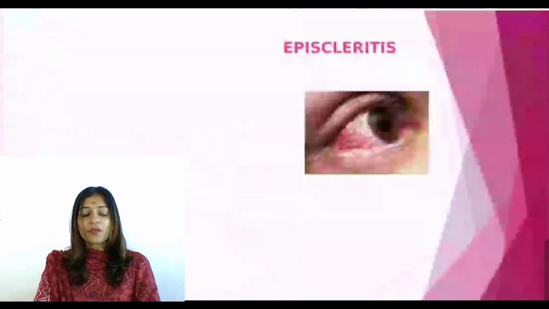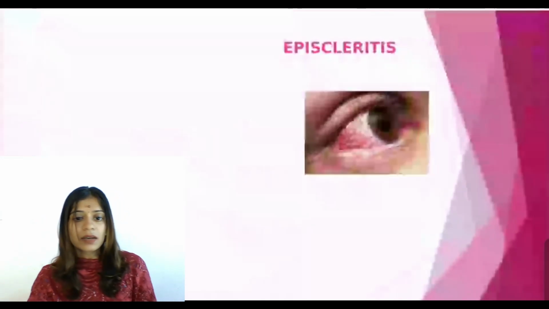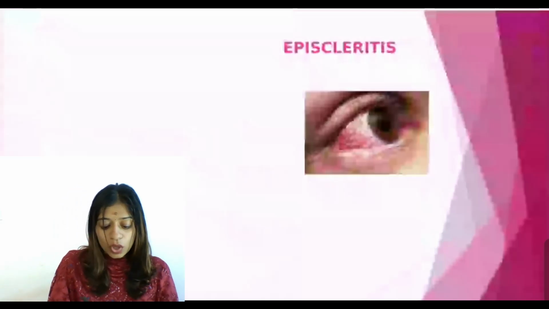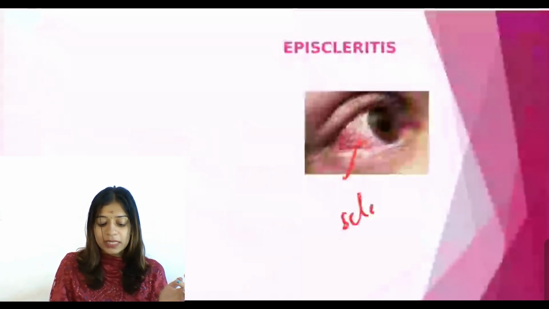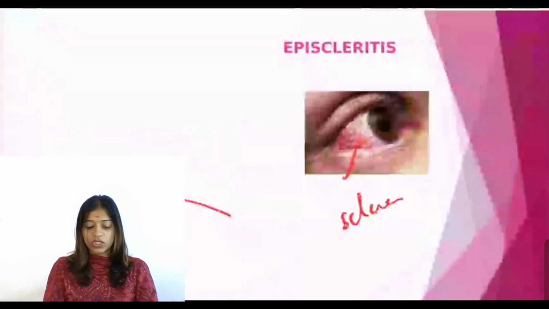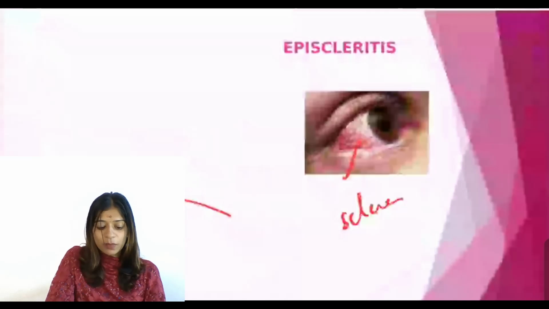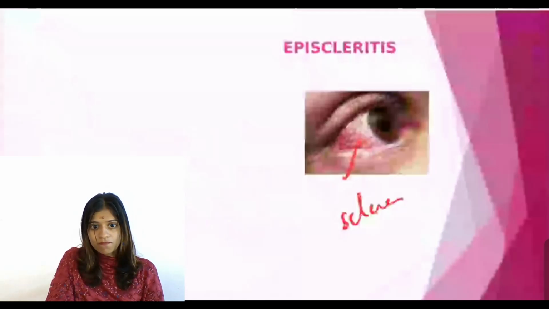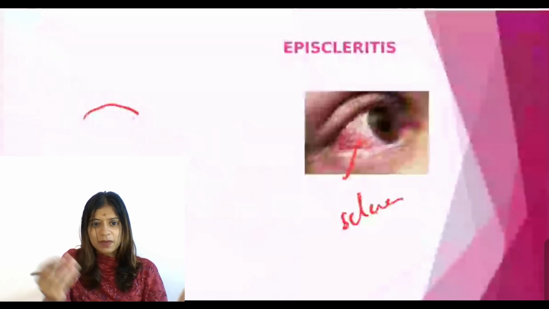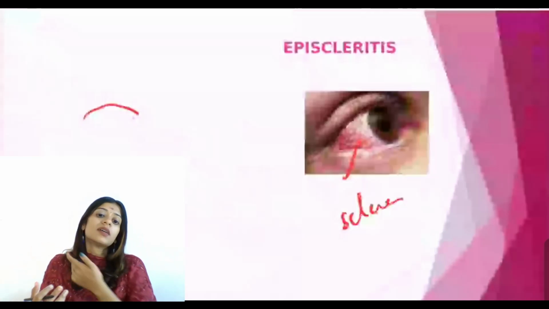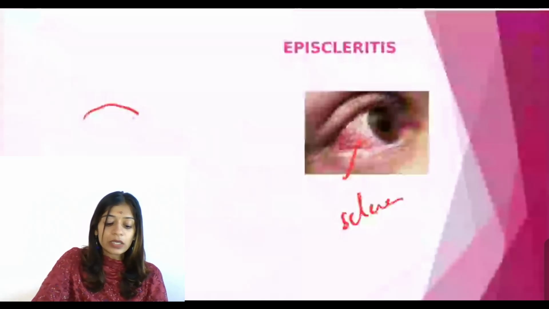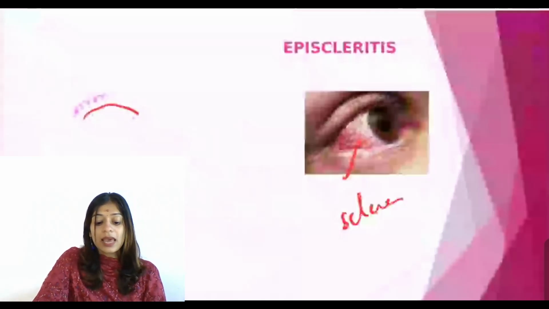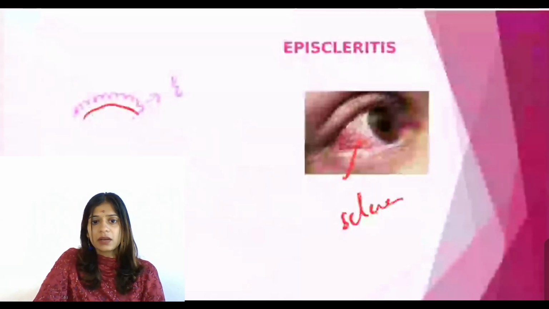See guys, what do you mean by episclera? The white part of the eye is called what? Sclera. I'm drawing the sclera here. So this layer is sclera. Above the sclera, we have another layer called episclera. What is it? Episclera.